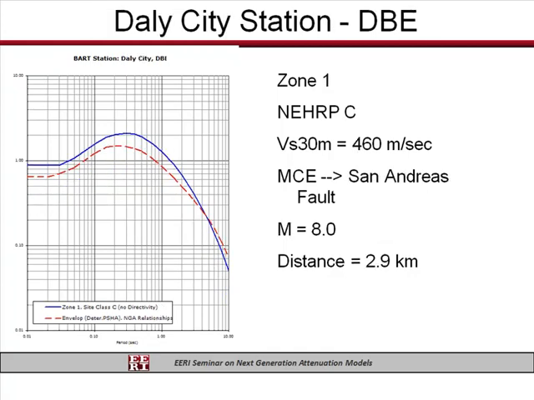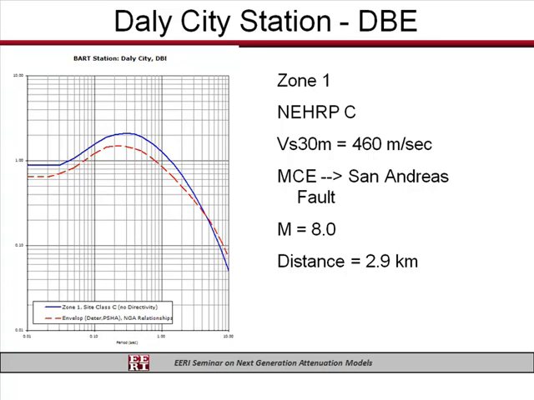If we now move to a station which is located closest to the San Andreas Fault, this is the station Daly City, which is located in Zone 1. And I should also point out that in the 2002 program, the Daly City spectra was the one that controlled all the spectra in Zone 1. So this is somewhat of a similar comparison in that sense.